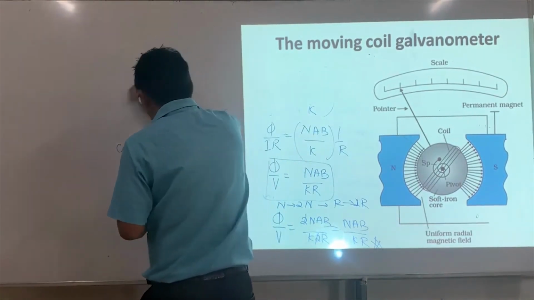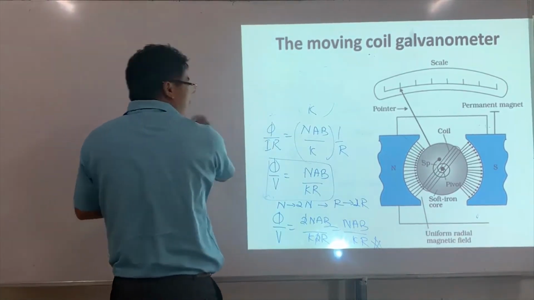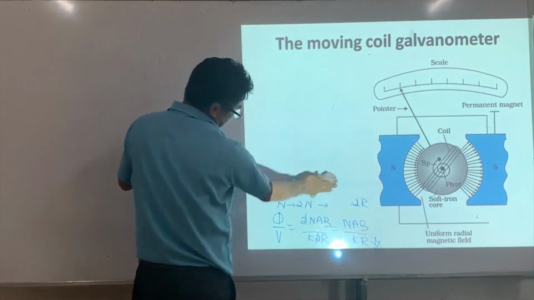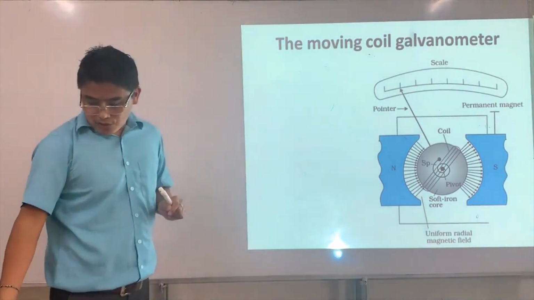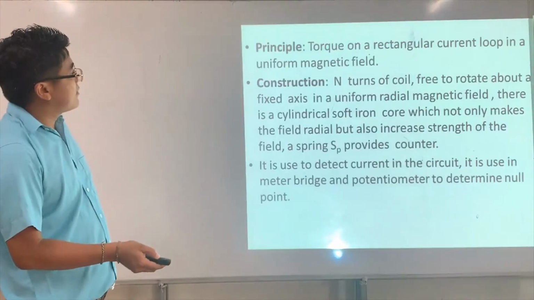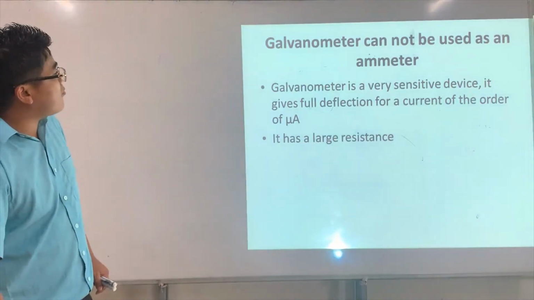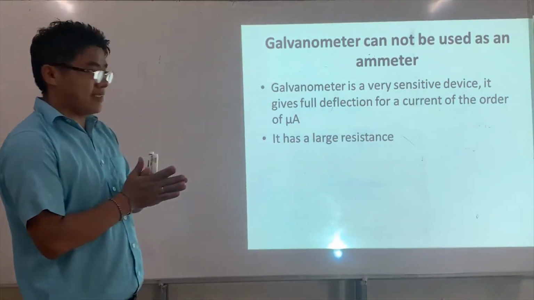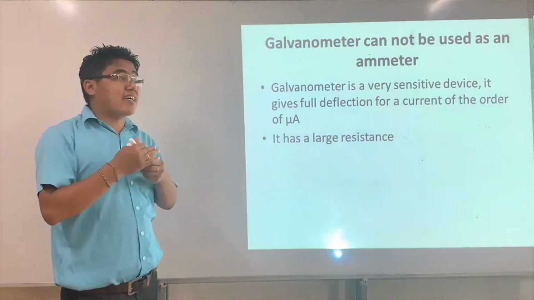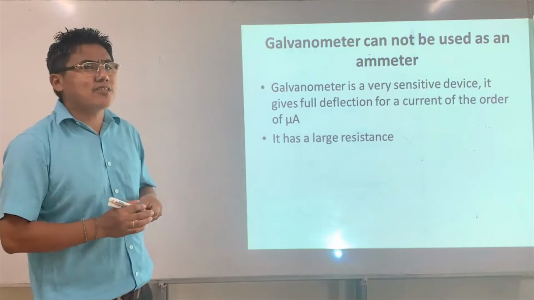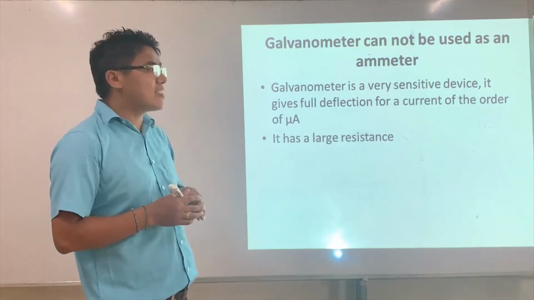So now my job is, can I use a galvanometer for finding current? If I say no, I need to give a reason, right? So this is what I am going to do now. A galvanometer cannot be used as an ammeter. That means we cannot use a galvanometer for finding current. So why is a galvanometer not fit for measuring currents?